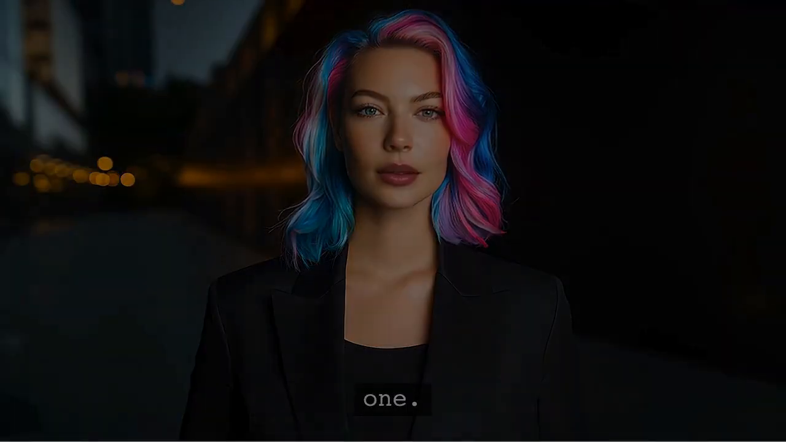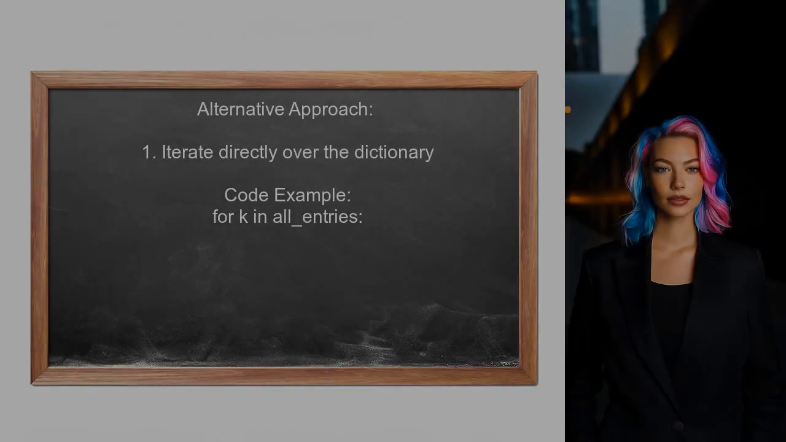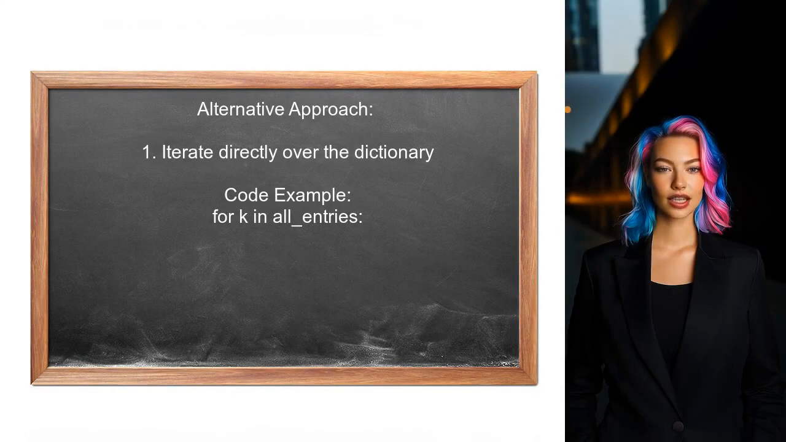Let's take a look at another one. An alternative approach to filtering dictionaries with tuple keys involves several optimizations. First, instead of using the dict.keys method, you can iterate directly over the dictionary. This simplifies the code and improves readability.